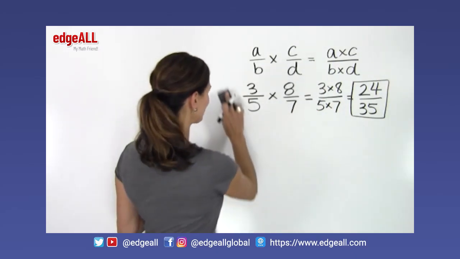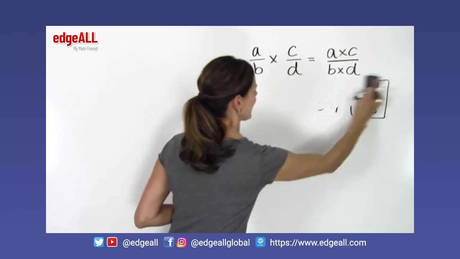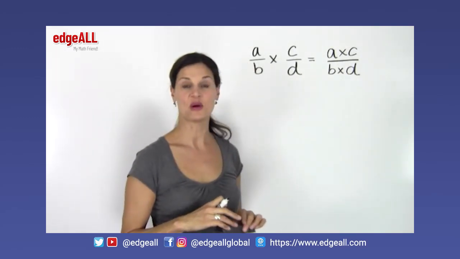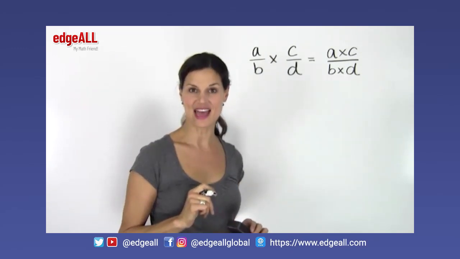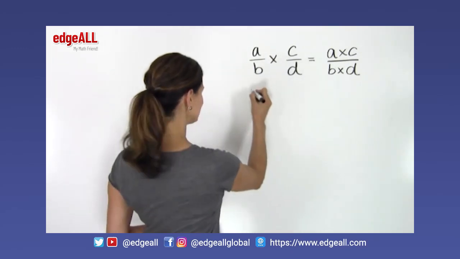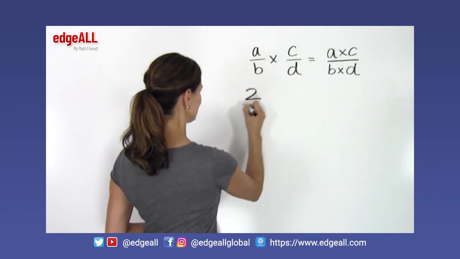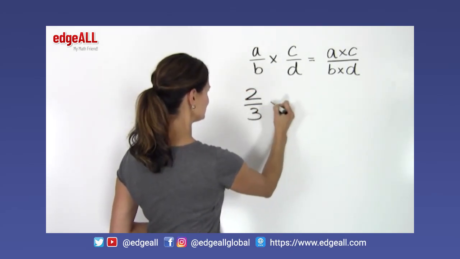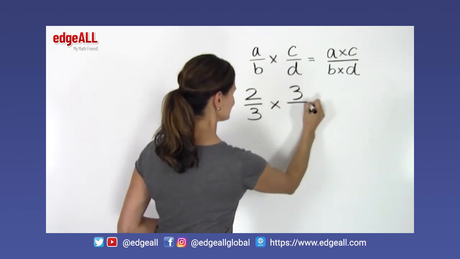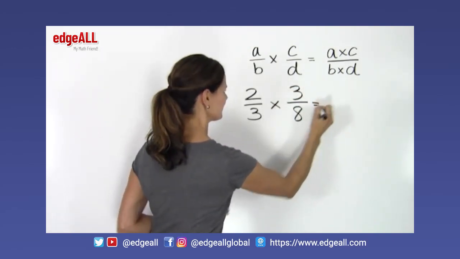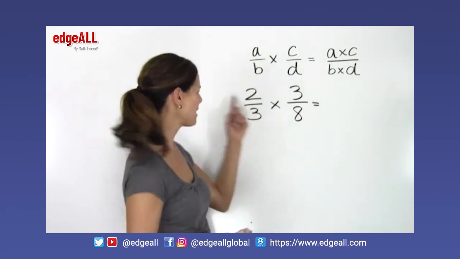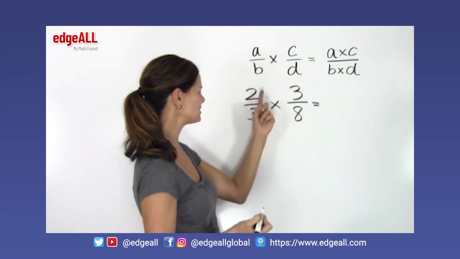Sometimes the product can be simplified. So let's look at an example where we multiply two fractions together, but then we can simplify the answer. So if I am asked to multiply together 2/3 times 3/8, I simply line up my two fractions horizontally, multiply the two numerators together.